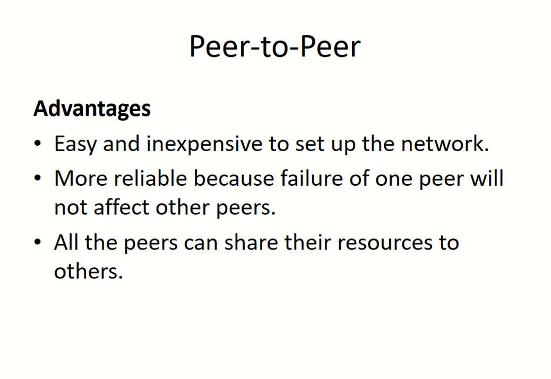Now we focus on the advantages and also the disadvantages of this kind of network architecture, peer-to-peer. The advantages are: one, easy and inexpensive to set up the network, since peer-to-peer is normally used to set up a small network. Two, more reliable because failure of one peer will not affect other peers. Since all peers have equal capabilities and responsibilities, if one peer, workstation or computer fails, it does not affect the other peers.